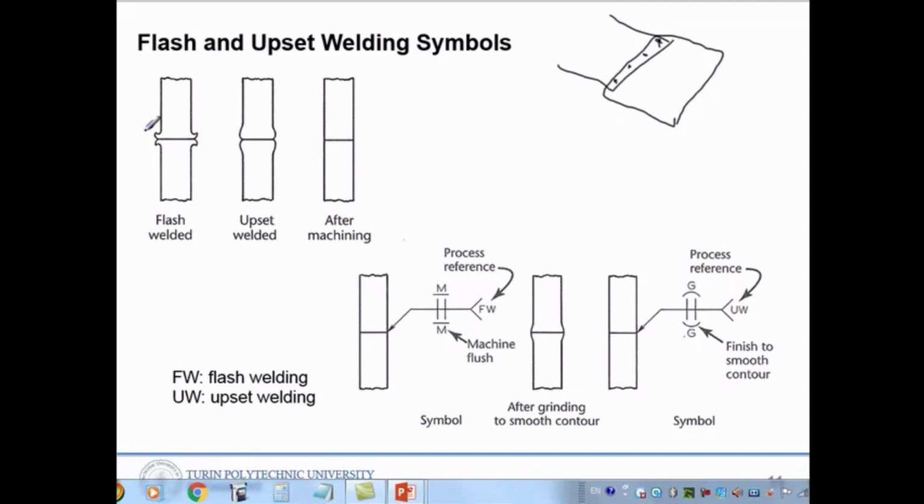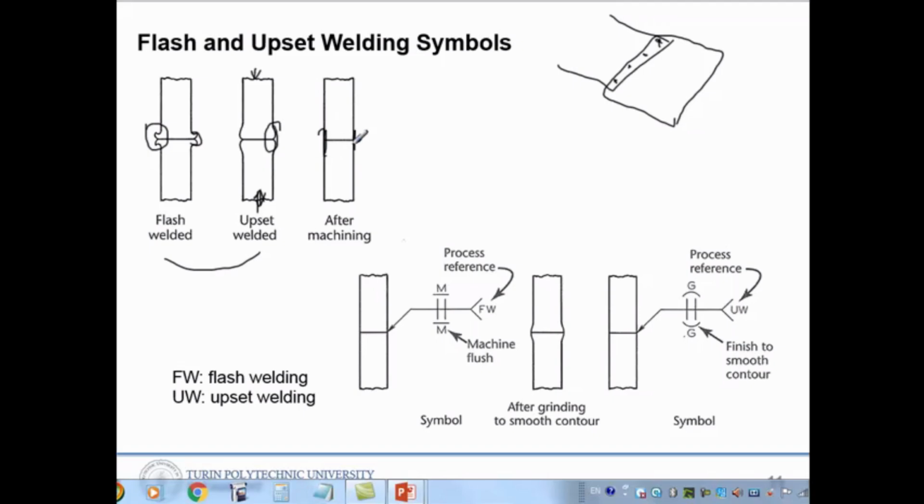The flash welding cross section is like this. We are making the welding with some kind of flash. And upset welding, we are welding and moving to this side. First we are pressing with pressure and then moving to another side, so we will have this kind of cross section. And both can be flattened after machining. It might be flat like this.